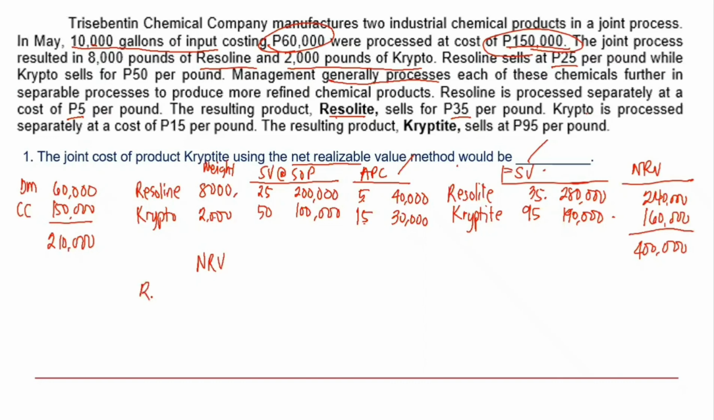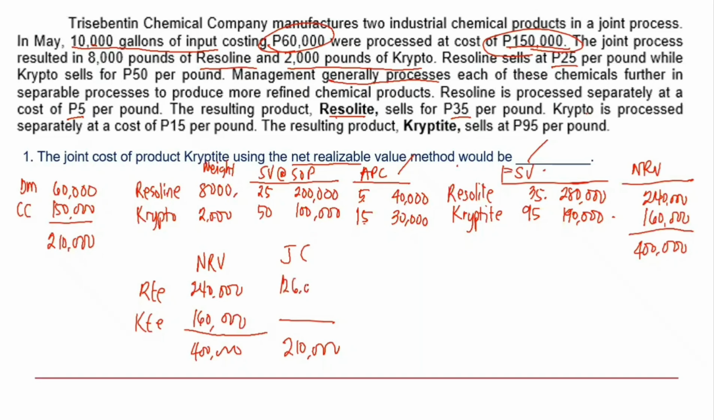We have Resolite and Cryptite. So 240,000 and this is 160,000, and this is 400,000. So how much is our joint cost? 210,000. So please allocate. 210 times 240 divided by 400, so that would be 126,000.